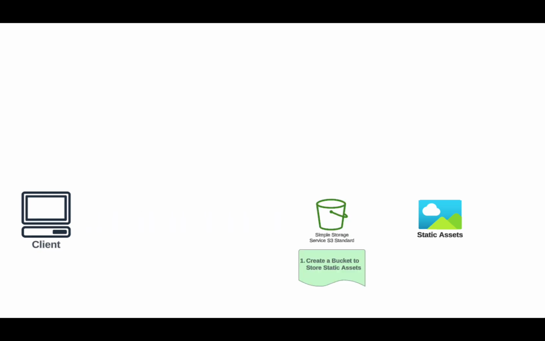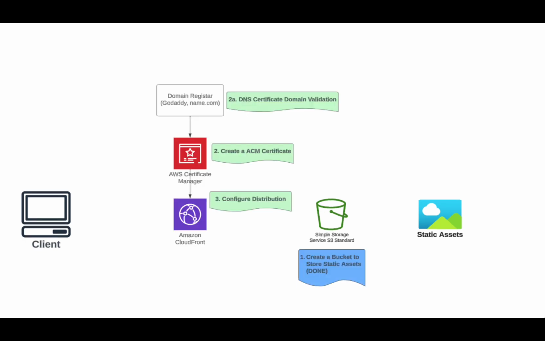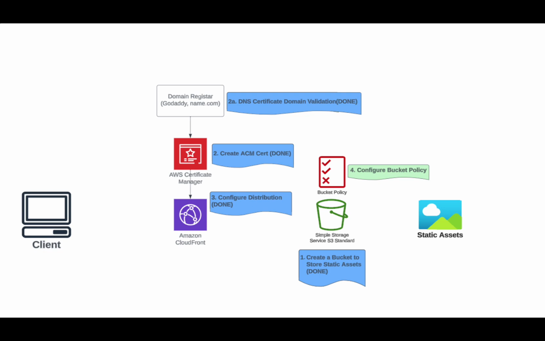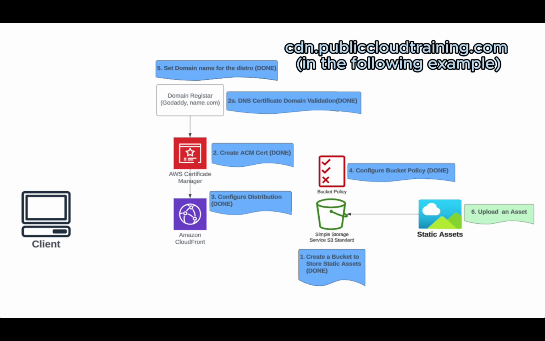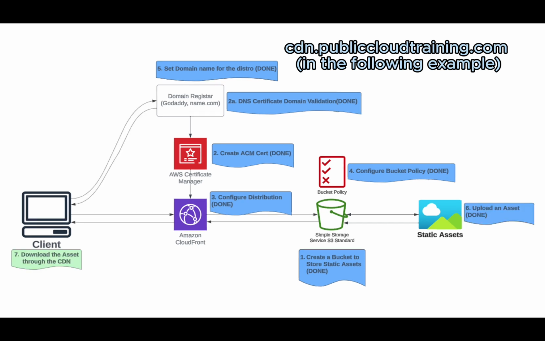First, create an S3 bucket for object storage. Second, configure the CDN in a way that you create the ACM certification for HTTPS protection and configure the CloudFront distribution. Then create a bucket policy to allow requests from the CloudFront distribution. Then you set the domain record in your domain register, point to the distribution. And finally, upload an asset like an image or document. Then download this asset through the CDN.